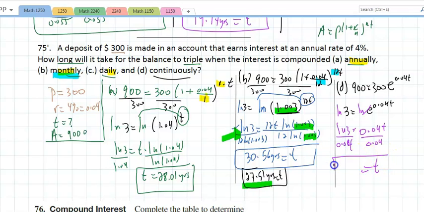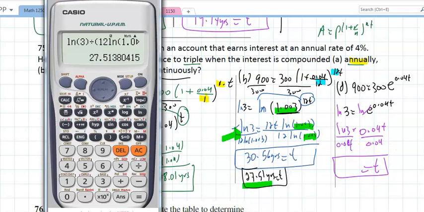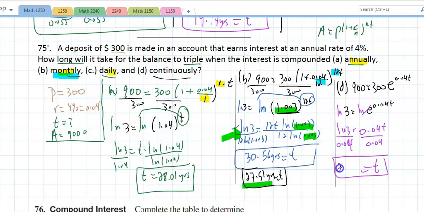And t will equal, and now I'll simply go to my calculator, natural log of 3 divided by 0.04. And it's going to take 27.47 years. 27.47 years. And there it is. One more problem to go.